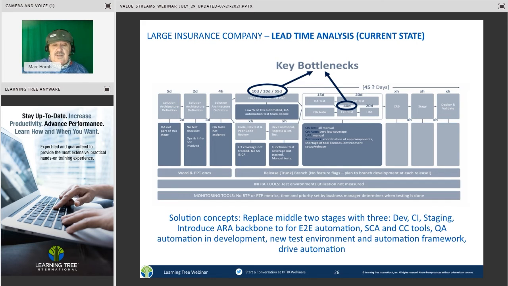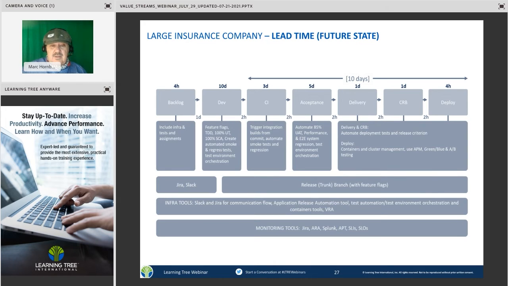They wanted to get down to, well, they didn't really know because they hadn't 100% identified how long it would take them for this first release, but they knew that 45 days was not a good number for the future. They were talking about maybe 2 weeks instead of 45 days. Okay, so that's an example of what you can do. This is the future state for that large insurance company after we made that analysis.